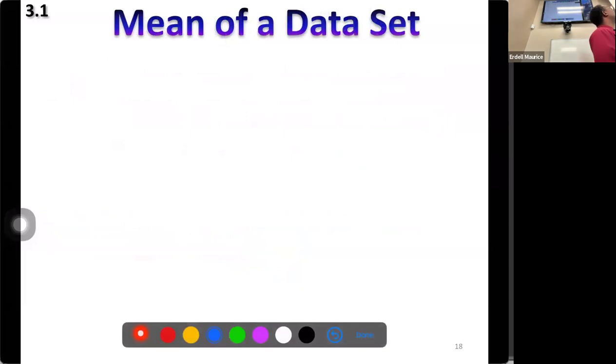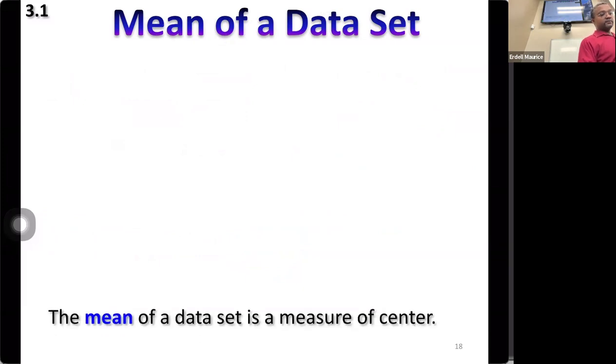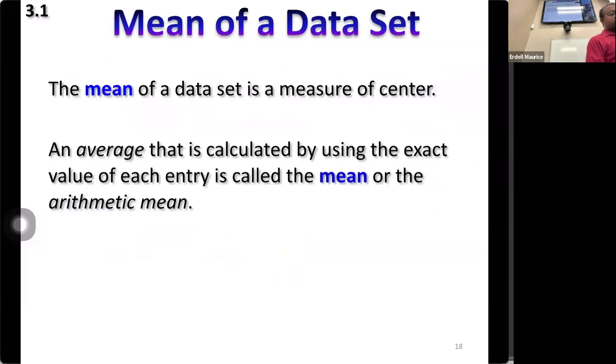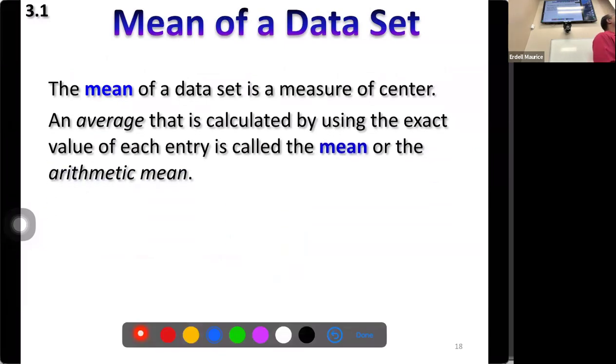The second thing we want to learn how to calculate is the mean of the data set. The mean of your data set is what's called the arithmetic average.